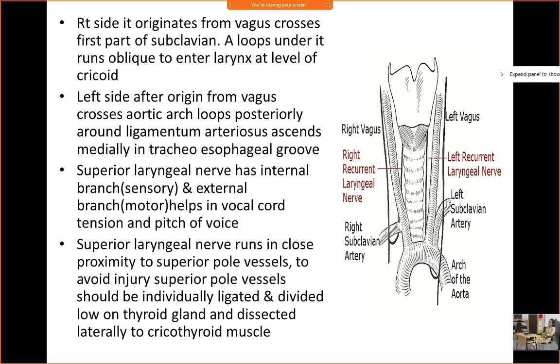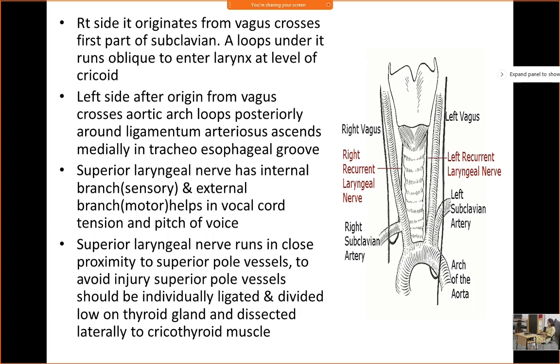So the superior laryngeal nerve has an internal branch, which is sensory, and an external branch, which is motor, and it helps in vocal cord tension and the pitch of the voice. The superior laryngeal nerve runs in close proximity to the superior pole vessels. To avoid injury to it, the superior pole vessels should be individually ligated and divided. So this is an important step during surgery: the superior vessels should be individually ligated and divided. You should not ligate them altogether.